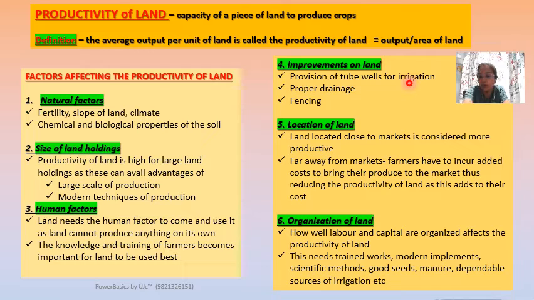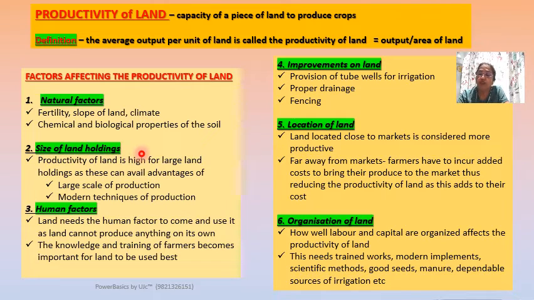So what affects the productivity of land? All land is not productive. Why? What is affecting it? What are the factors that affect the productivity of land? First, natural factors. Fertility of land, slope of land, climate. If the land is sloping, all the water will just drain off. Chemical and biological properties of the soil. So first is natural factors, which is the fertility, the slope of the land and the climate of that area, and the chemical and biological properties of the soil. How fertile is the soil? That is the first point.